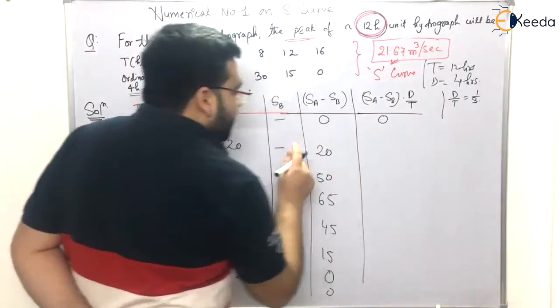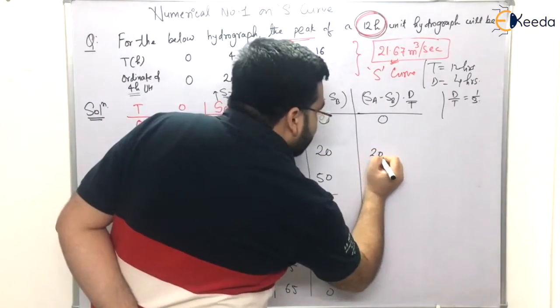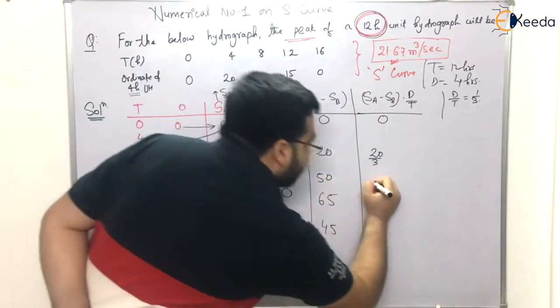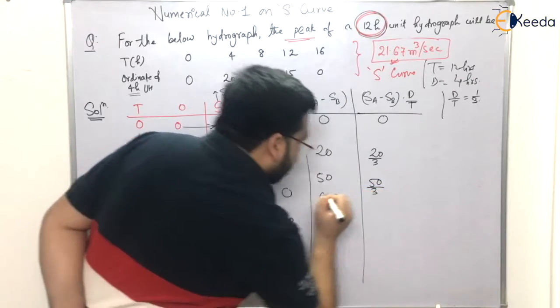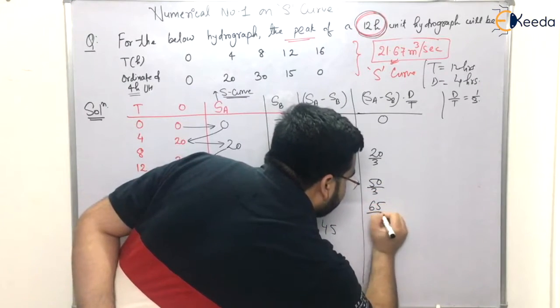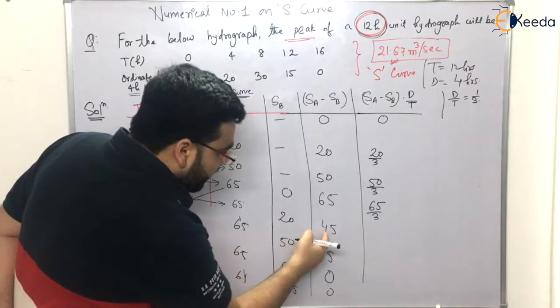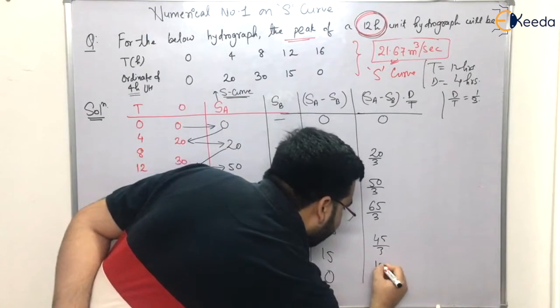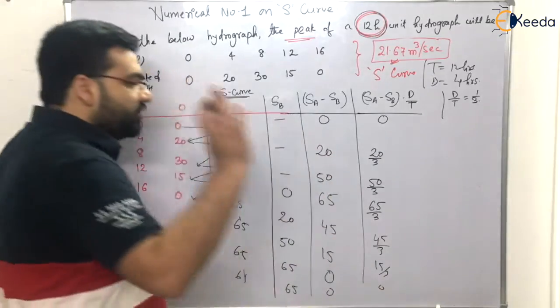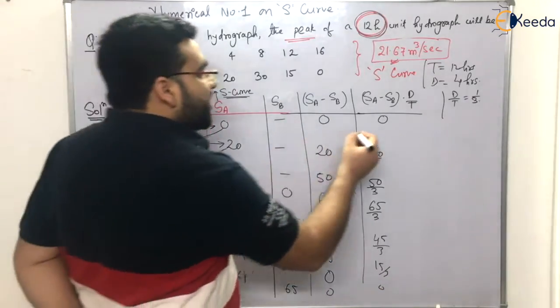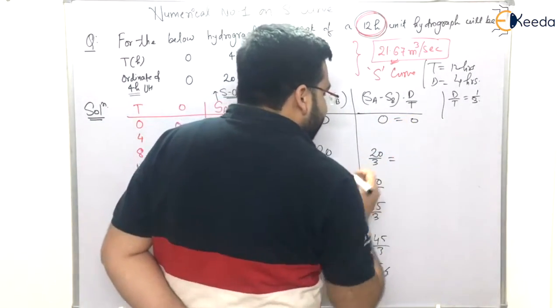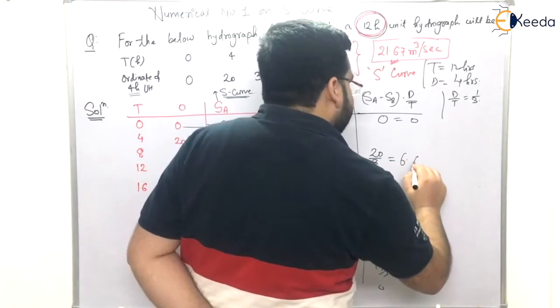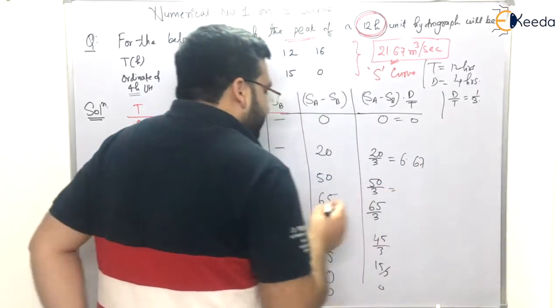It will be 0, 20 divided by 3, 50 divided by 3, 65 divided by 3, right? 45 divided by 3, 15 divided by 3, 0, 0, 0 and so on. Right? So how much is it? This is 0. This is 6.67 something. So this will be equal to 50 by 3.